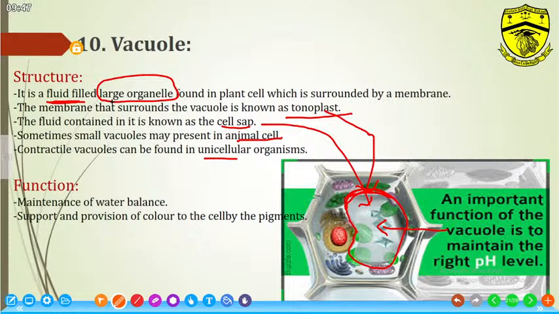Next, the function of the vacuole. The main functions are maintenance of water balance, support, and provision of color to the cell by pigments. An important function of the vacuole is to maintain the right pH level. So water balance is one of its functions. Okay? You got it? Right?